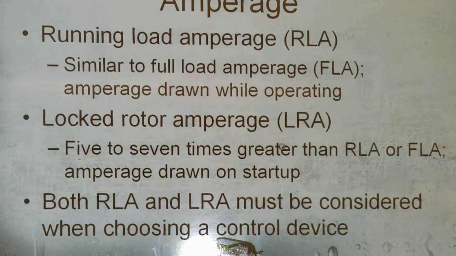Running load and locked rotor amperage. Running load amperage, similar to full load amperage, is the amperage drawn while operating. Locked rotor amperage is 5 to 7 times greater than RLA or FLA, the amperage drawn on startup. Both RLA and LRA must be considered when choosing a control device. Okay, so you guys got that? Locked rotor? You got that?